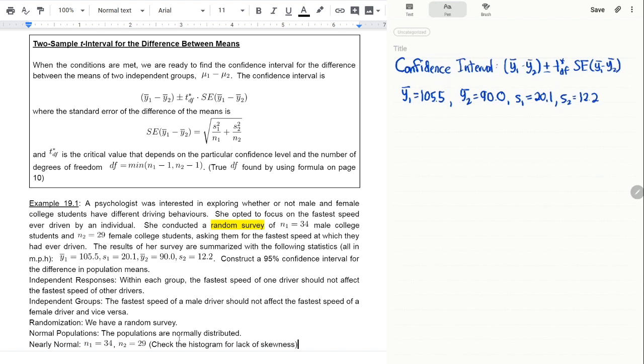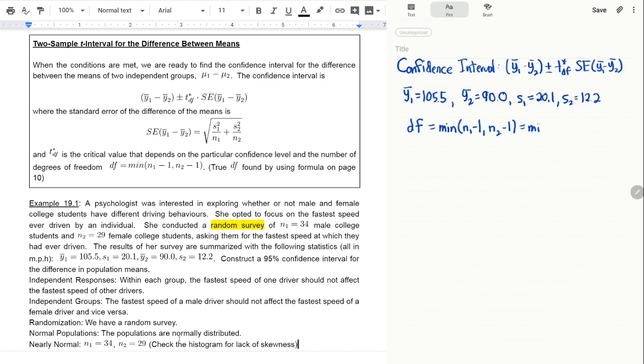Okay, so what we need is the critical value, and the critical value will depend on the level of confidence as well as the degrees of freedom. So let's have a look at finding the degrees of freedom. We will take the minimum of n1 minus 1 and n2 minus 1. Okay, so here we have 34 male students and 29 female students. So we want the smaller of 33 or 28. Okay, and so that gives us 28 degrees of freedom.